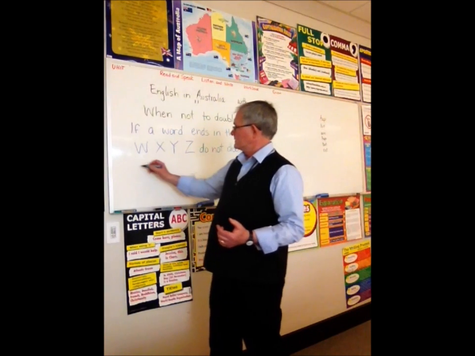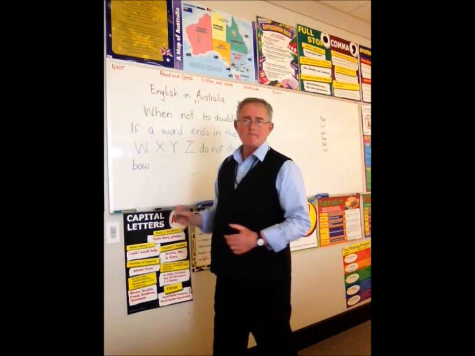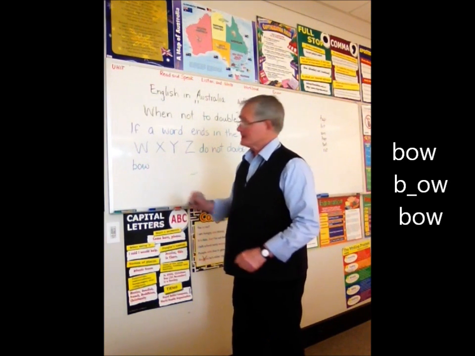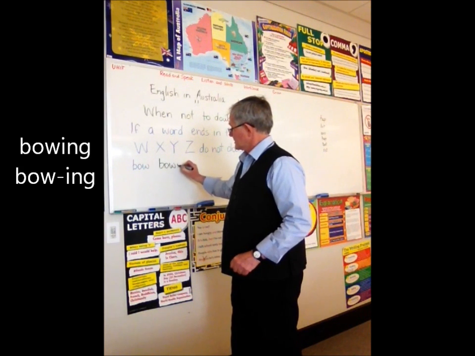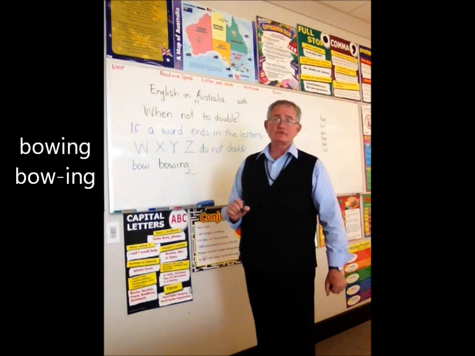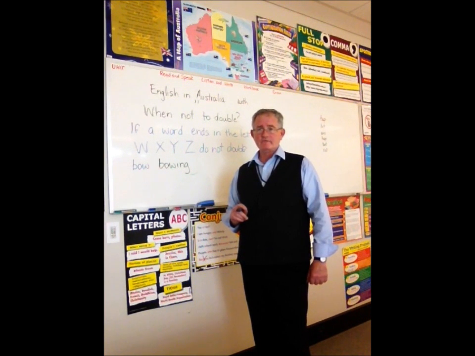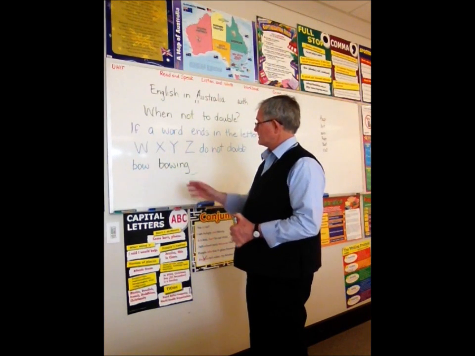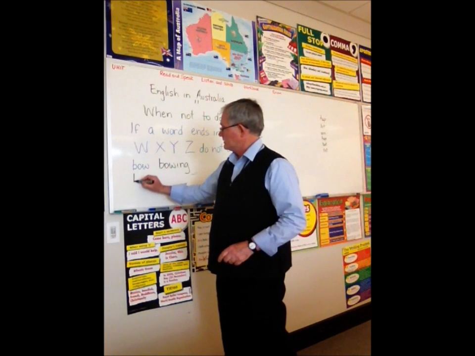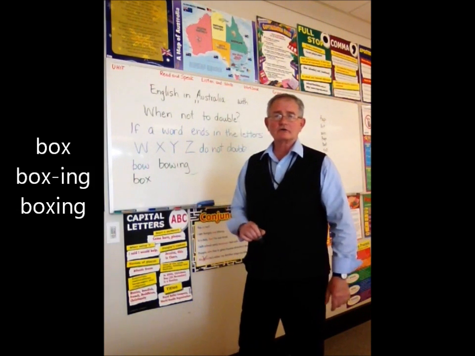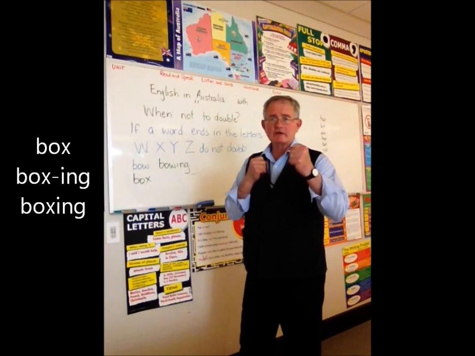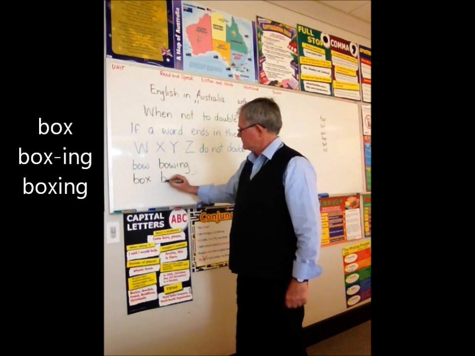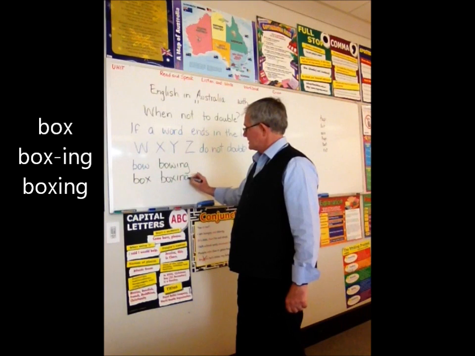So, let's have a look at the word bow. Bow. And so, we would write here bowing, if we're going to add the ing, the continuous form, or the progressive form of the verb. Bowing. Okay. And we could look at the word box. Box. That is the sport of boxing. Box, boxing. So we are not doubling.